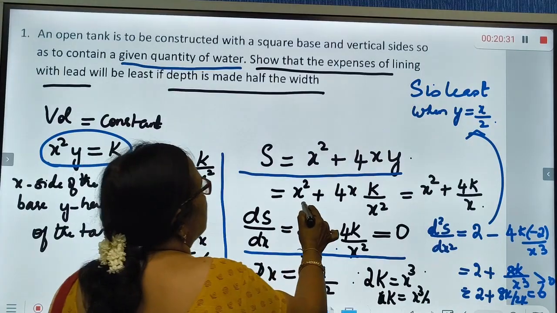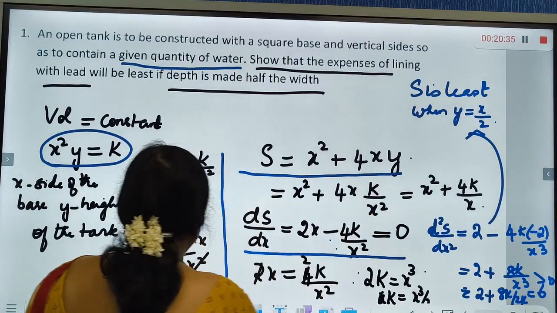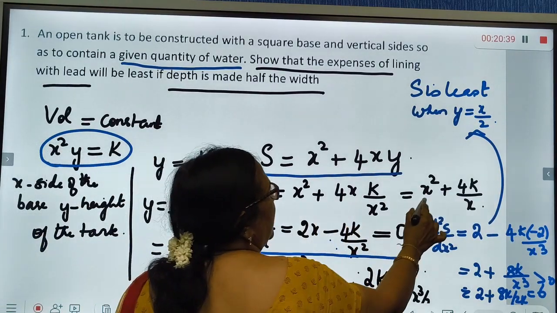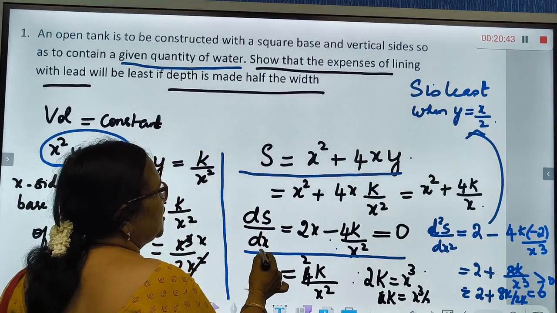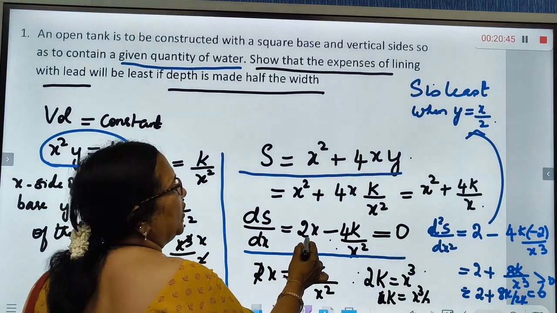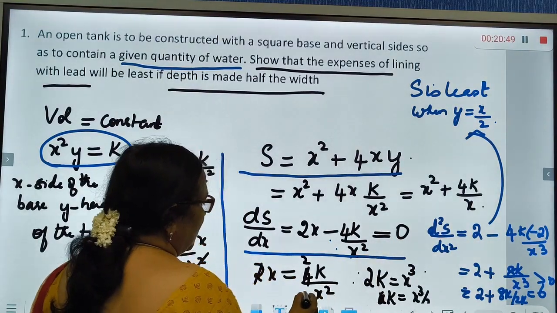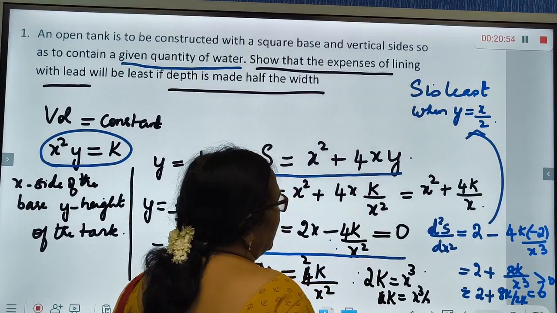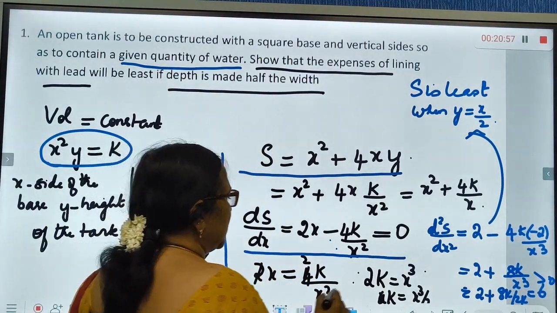So S is equal to x square, open at the top, so it is x square plus 4x. For y I have substituted from here k by x square. I get x square plus 4k by x. Now differentiate this with respect to x. You get 2x minus 4k by x square. Equate it to 0 to find the critical point. You get 2x equal to 4k by x square, so k equal to x cube by 2. Right? So this is the critical point.